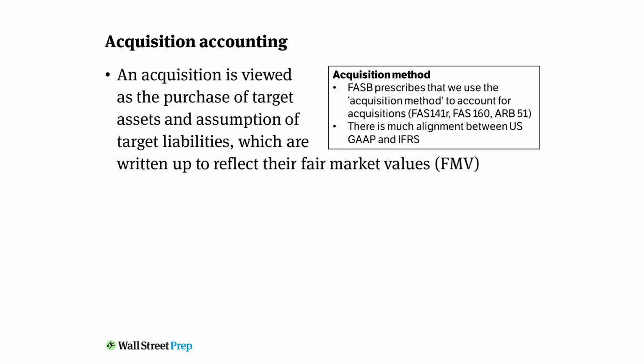Perhaps the most challenging part of building a merger model is understanding all the adjustments that occur because of the accounting rules associated with acquisitions. So first of all, understand that FASB prescribes that we use what's called the acquisition method to account for acquisitions, and here we've included the rulings that govern the acquisition method.